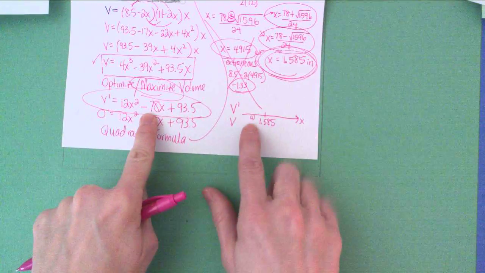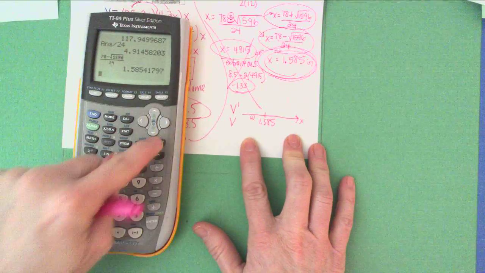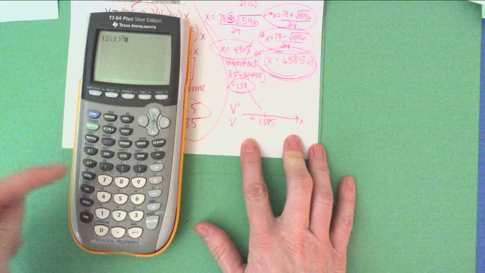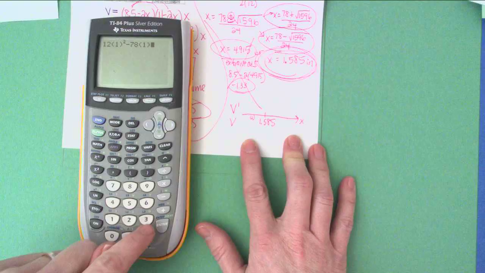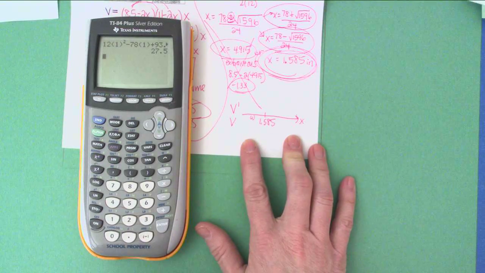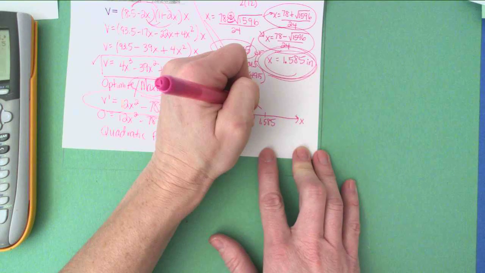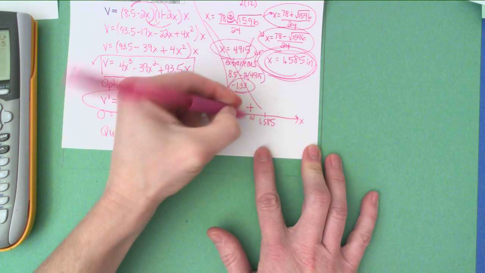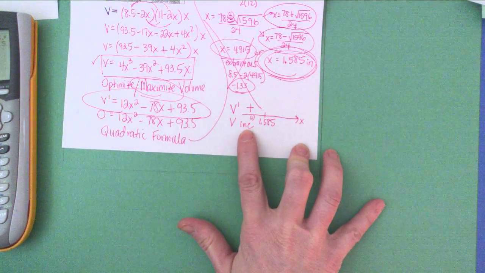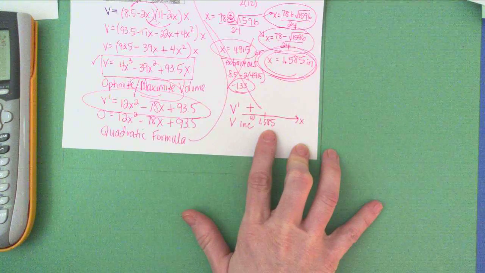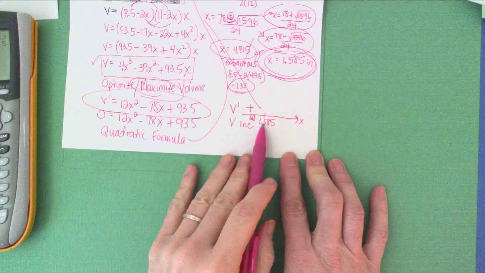If I plug 1 in for these values, then I would have 12 times 1 squared minus 78 times 1 plus 93.5. And that's giving me a positive slope of my tangent line. So this is going to be plus, and that's going to tell me that my volume is on the increase, it's on the rise, as the side lengths of my squares that I cut approach 1.585.